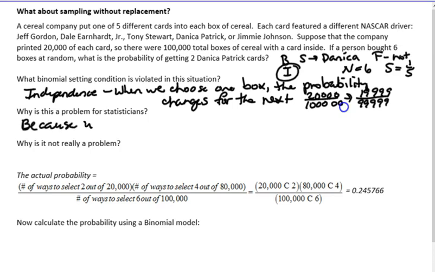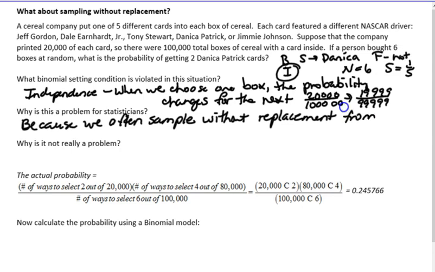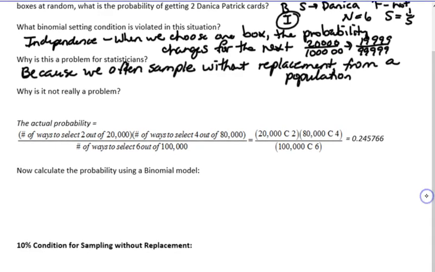So why is this a problem for statisticians? Because we often sample without replacement from a population. Just think about any time you sample people from a population, you aren't resampling, you aren't putting the person back in and choosing again and being able to get the same person twice. You're sampling without replacement. So this is done all the time in statistics. So how do you deal with the fact that that violates the independence condition? Technically, why is this really not a problem?